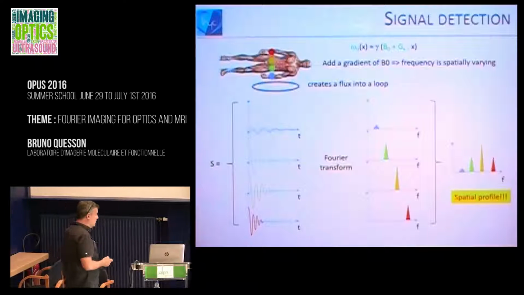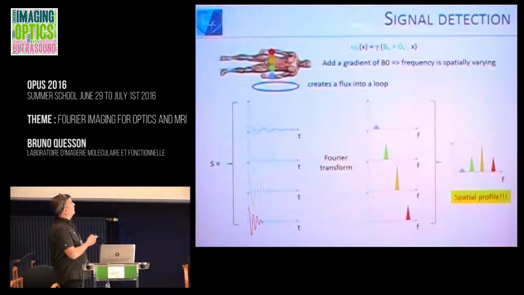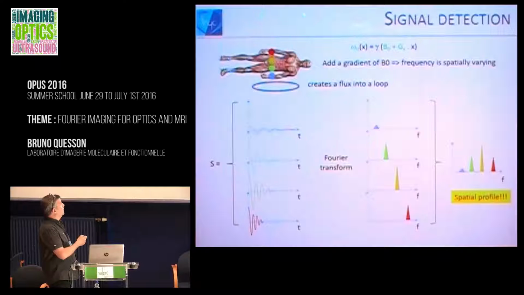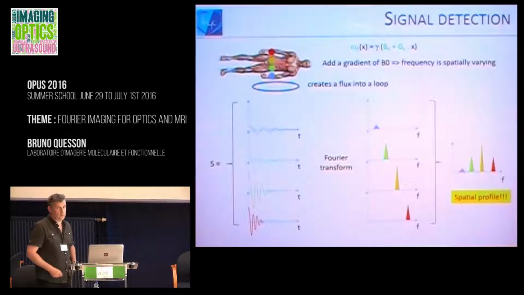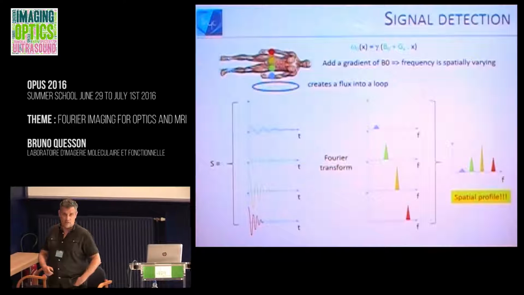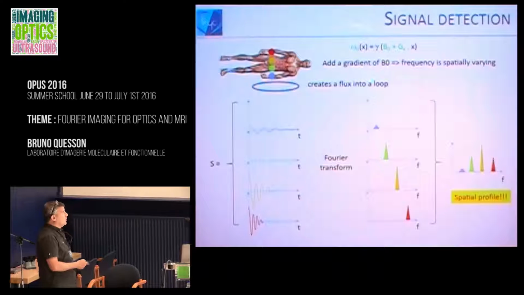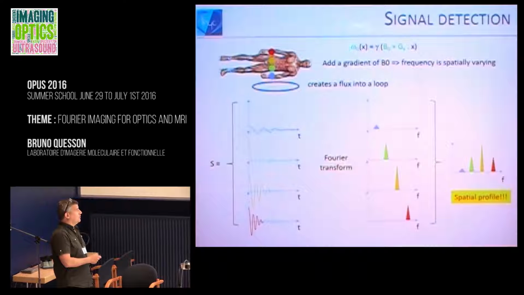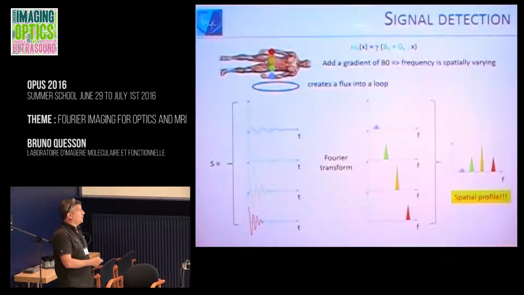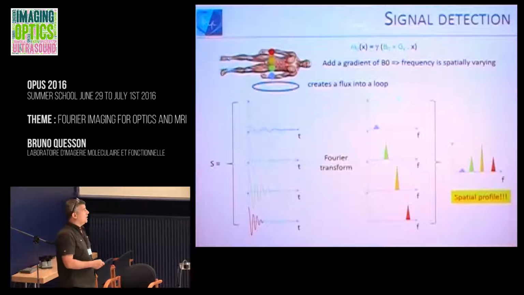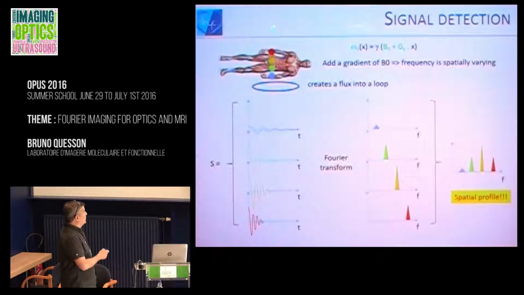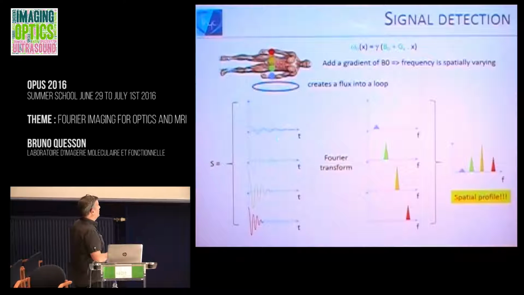So now if I have a Helmholtz coil around there, and I make a current flowing in one direction here and the current flowing in the opposite direction, I'm going to create a gradient of static magnetic field. If I create a gradient, I can express the frequency, which now becomes a function of the position. Okay. If now I make exactly the same experiment, what's happening?